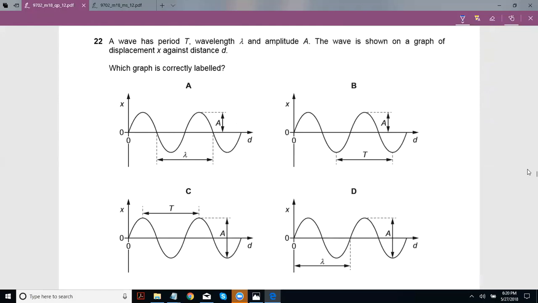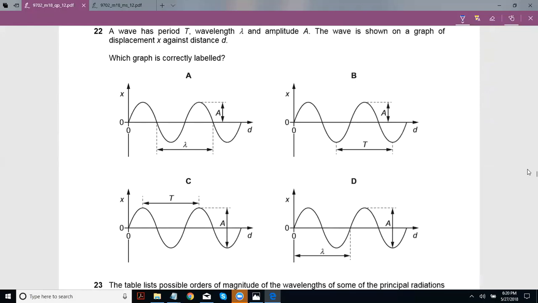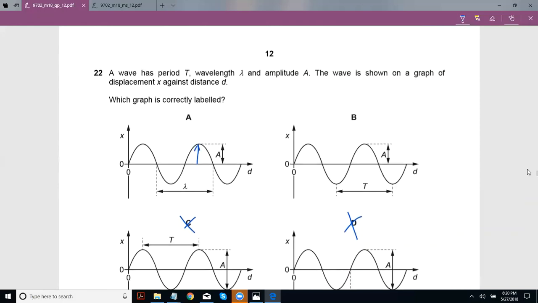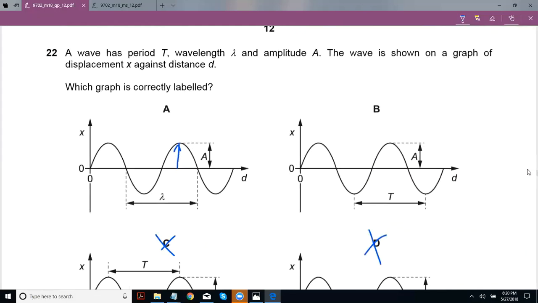Period T, wavelength lambda, and amplitude A. Now, C is not correct because the time period is given as T. Yeah, and this amplitude would obviously be this, right? So you can simply cross out C and D on the basis of that. Amplitude is from the mean position to the peak. It is not from peak to peak. It is from mean position to the peak.